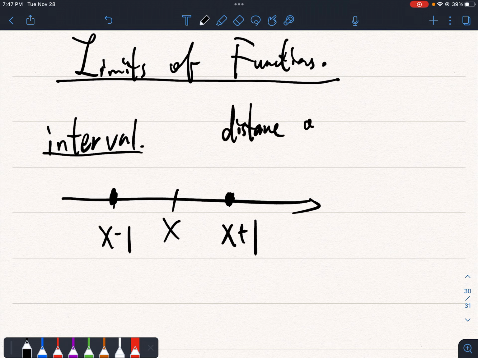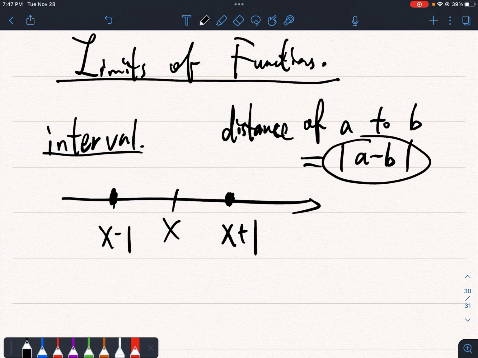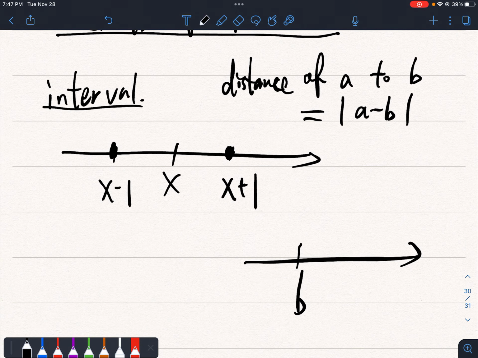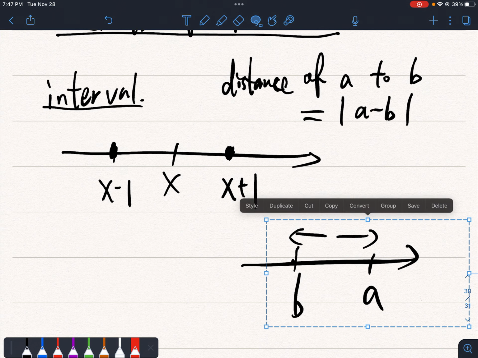And then in general, the distance of A to B, or distance from A to B, is equal to not anything else but the absolute value of A minus B, right? Because you can think of this as the geometric meaning of the absolute value of a difference, right? So if you have 2 points, let's say A and B, sometimes A can be bigger, B can be smaller, but if you consider this distance, it has to be non-negative, right? It cannot be a negative value. So then you have to take the absolute value of the difference.